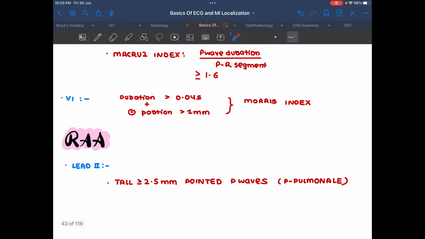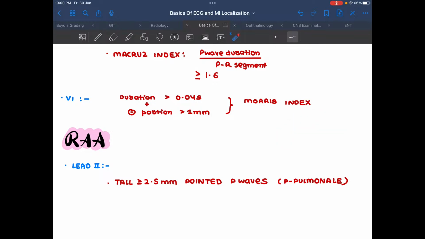In V1 how can I diagnose it? The first thing is the negative portion is more than 1 millimeter, and I couple it with the fact that it's broad, the negative portion is more than 40 milliseconds broad. If I multiply both of them, then I'm going to see the Morris index. So Morris index more than or equal to 0.04 is also diagnostic of your left atrial abnormality.